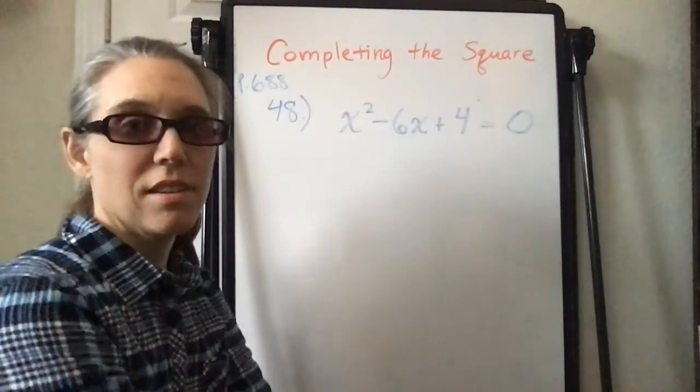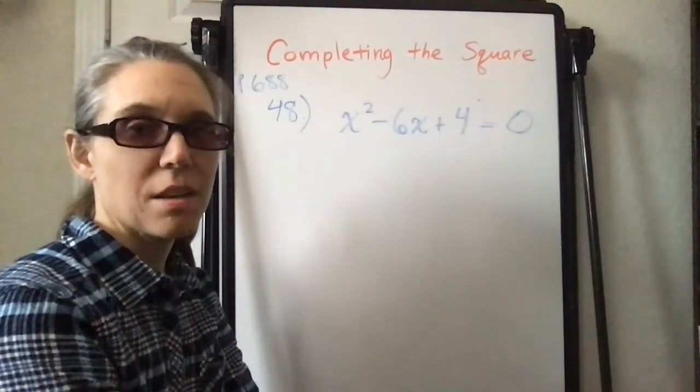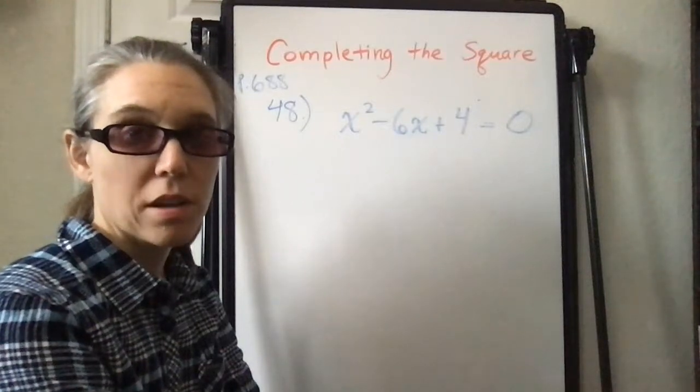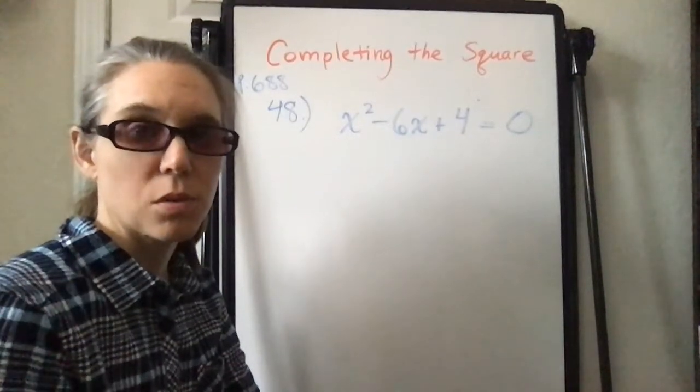Okay, let's look at this example from the book, page 688, number 48. X squared minus 6x plus 4 is equal to 0.